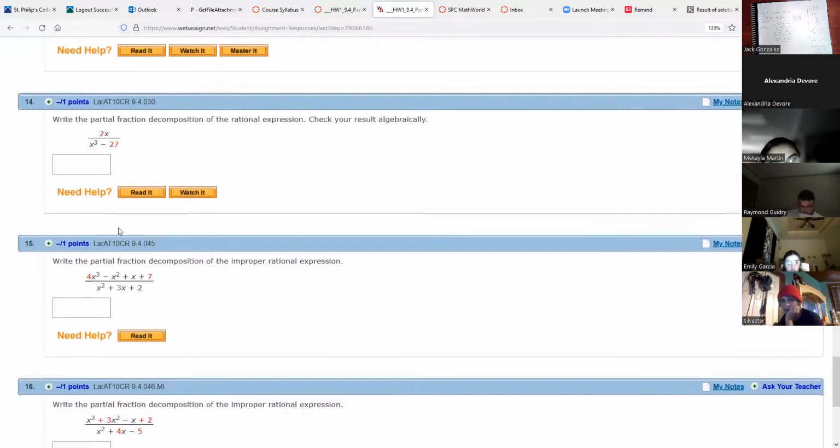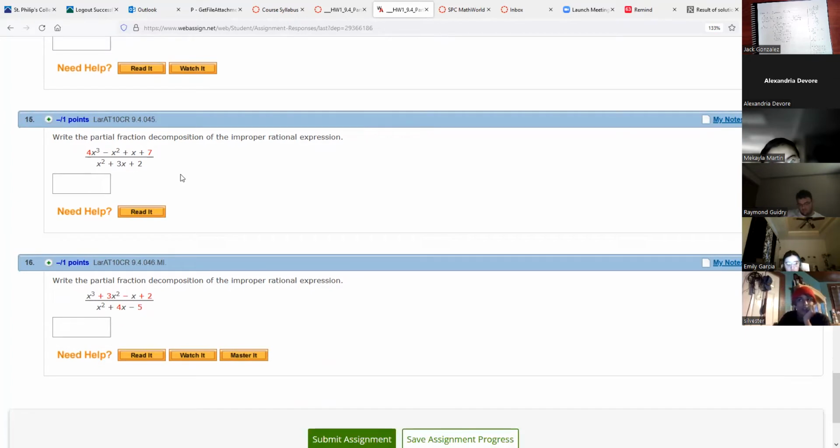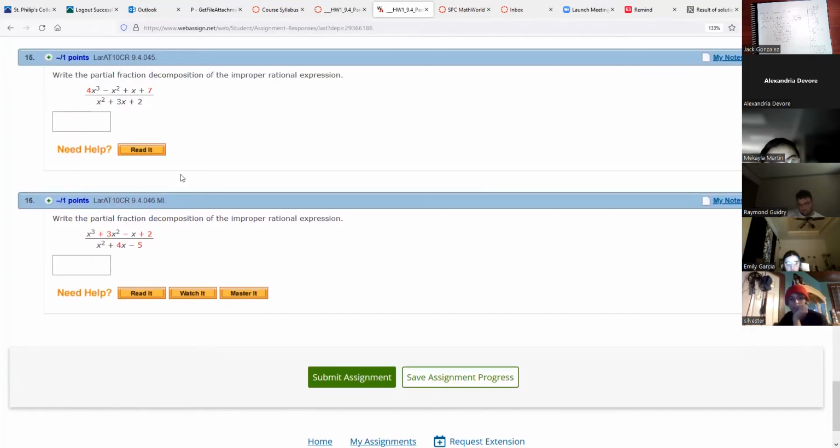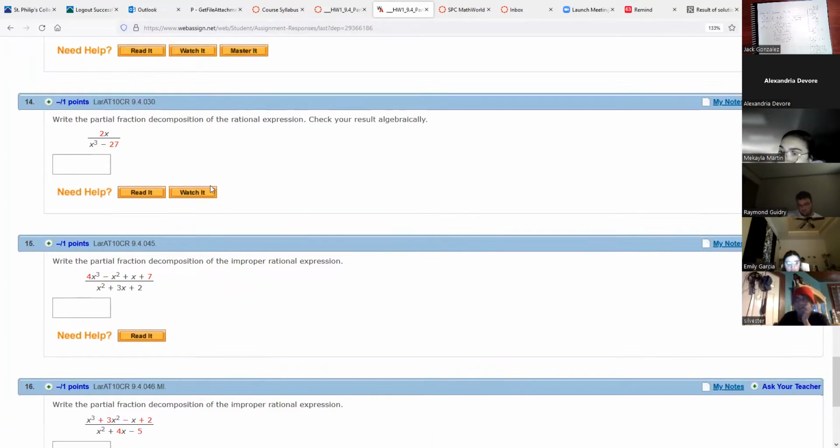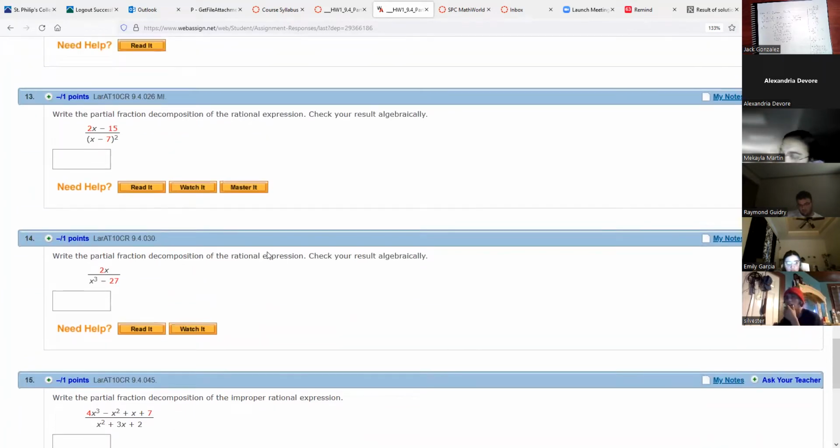Let's see here. 15 is the improper fraction case 5 that we just did. The 15 is going to be the annoying one. And 16, the last two. The last two in your homework will be long division type. The rest will be cases 1 through 4. Okay.